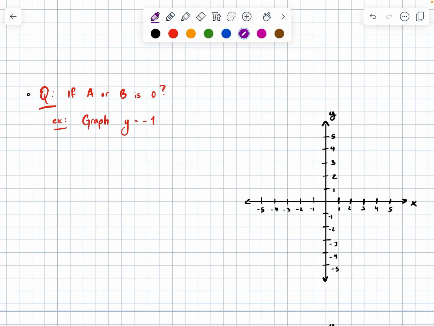What does this mean for the equation of my line? Take 30 seconds. Come up with an idea here, a conjecture. What do you think the graph of this might look like?